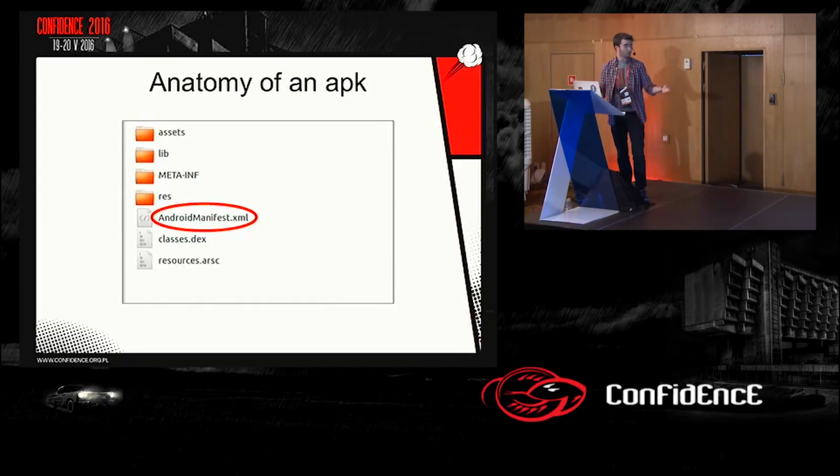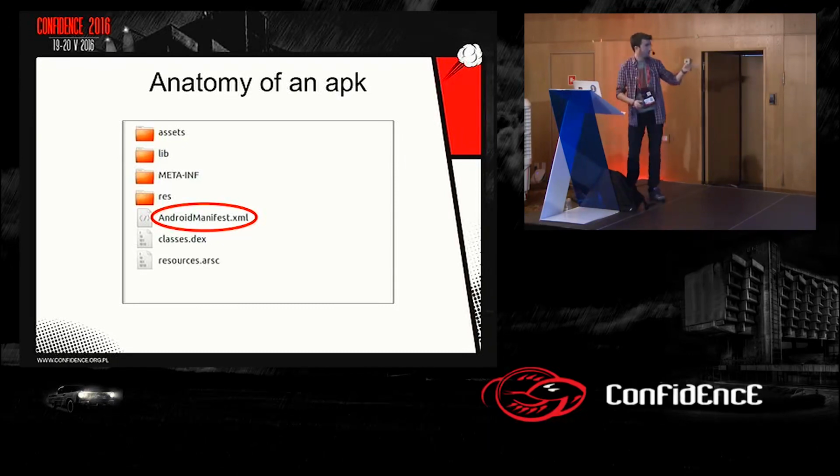During the development of the application in Android Studio, for example, it is just an XML file where you define all the permissions that the application needs to use. And then afterwards it will be a binary file. Then the classes.dex, which is where all the Java source code is compiled for the Dalvik virtual machine.